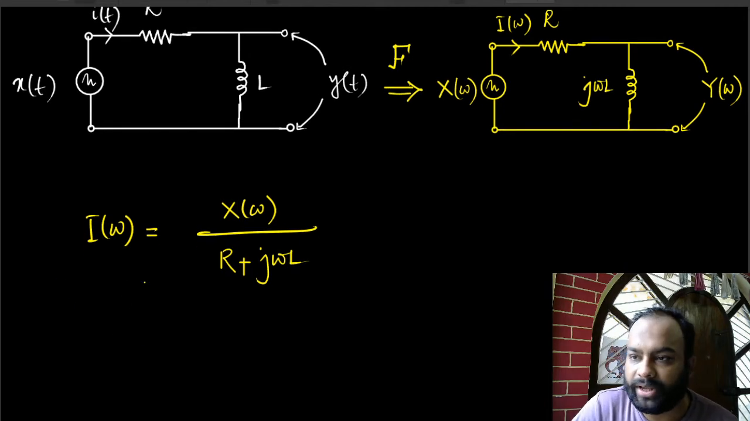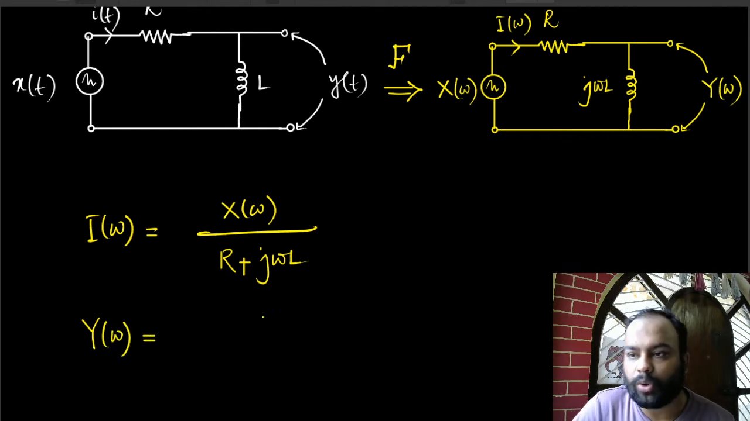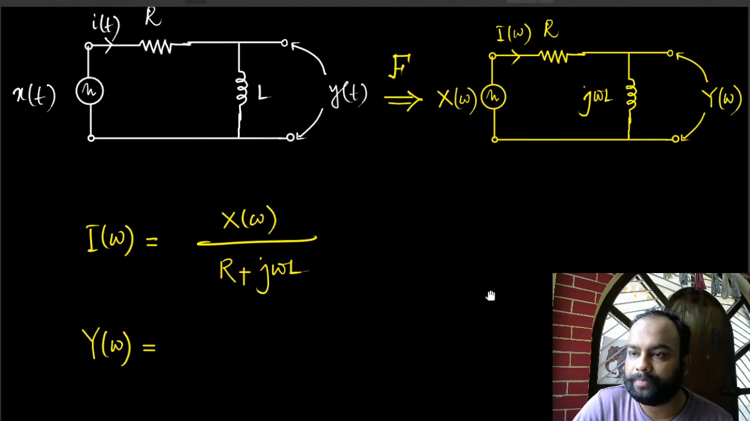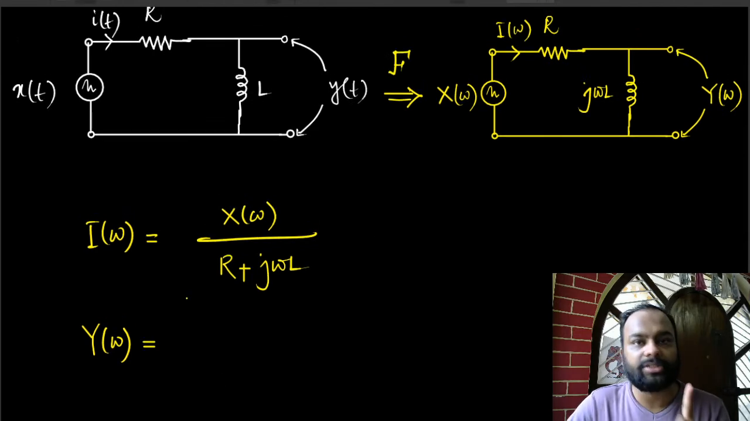And of course, what is the voltage across the inductor? Okay, what is Y omega? Y omega. Of course, what is Y omega? Y omega is simply the voltage across the inductor. And there is one more thing.